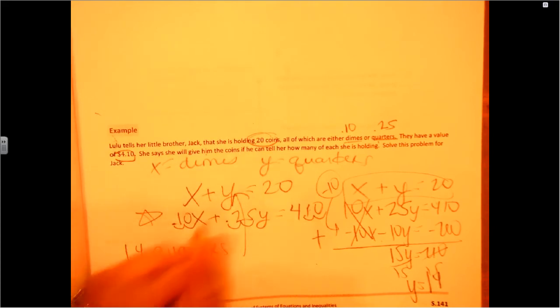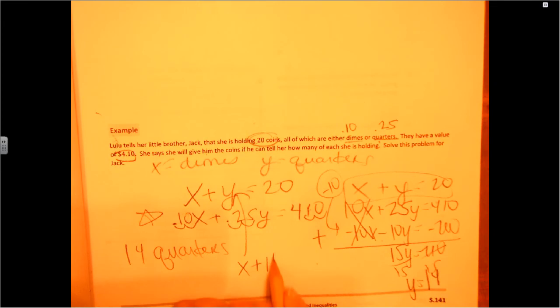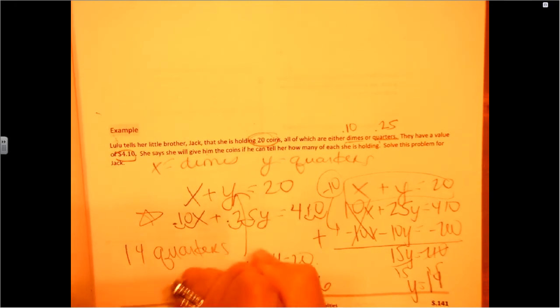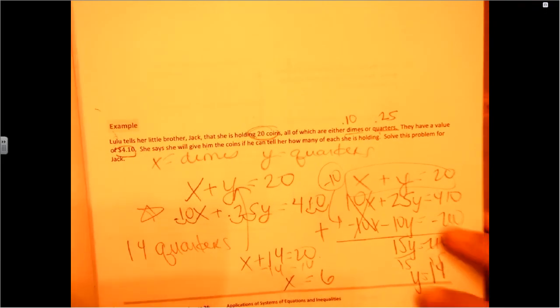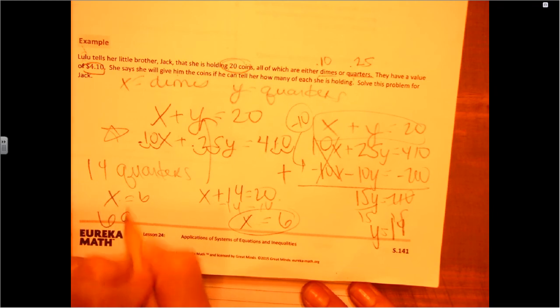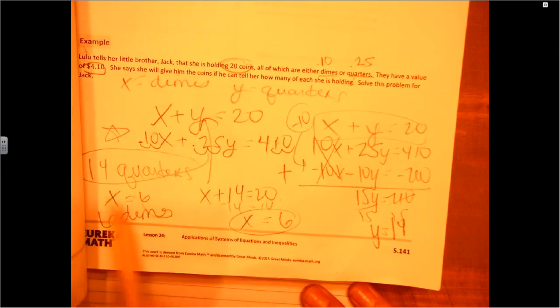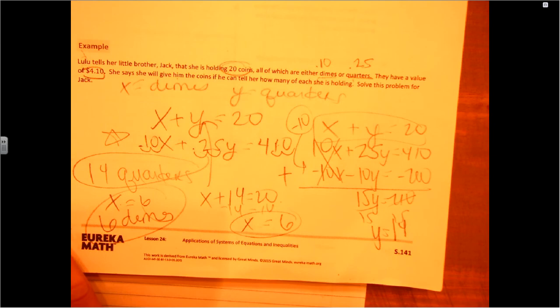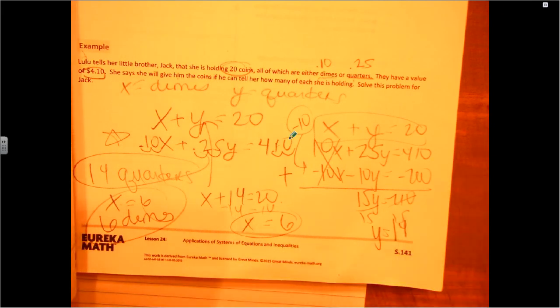So I now have 14 quarters, and that's Y. When I plug in 14 for Y, that's X plus 14 equals 20. I take away 14, and I get X is 6. It's pretty late tonight, so I am trying to finish up, but I'm struggling. It's been a long day. All right, so I have X is 6, so that's 6 dimes. So I have 14 quarters and 6 dimes for the solution to the example on page 141. Let's try some more word problems.